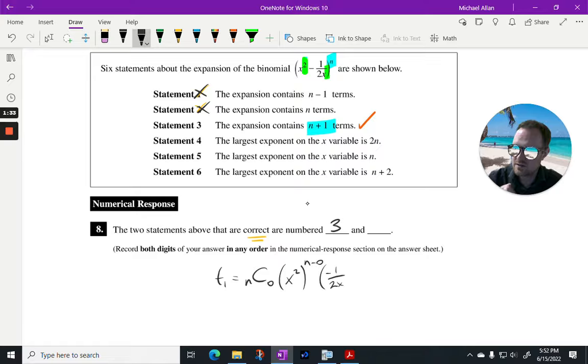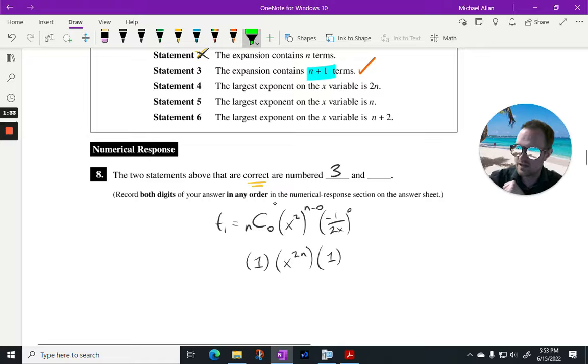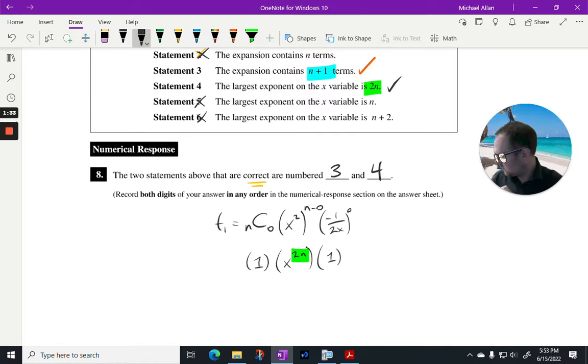-1 over 2x to the 0. Now, why this is important: if I have exponents in the denominator, they start subtracting out exponents. I don't want that. I want to make sure my exponent on the top stays as big as possible. So we want this to cancel out. Anything raised to the power of 0 is 1, and nC0 is also 1. So this one here is going to be x to the 2n. The biggest exponent I'm going to have is this one here, so it'd be 3, 4, or 4, 3, because order doesn't matter.